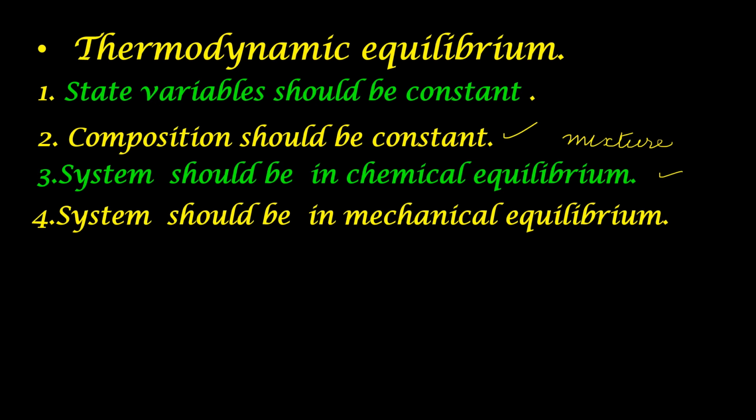What is the fourth one? The system should be in mechanical equilibrium. What is the meaning of mechanical equilibrium? It means all the forces acting on the particles within the system should be balanced. That is, the particles should not experience any acceleration.